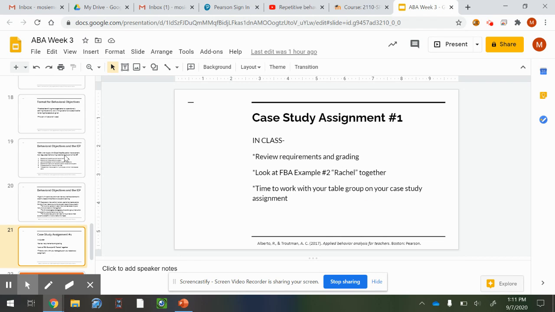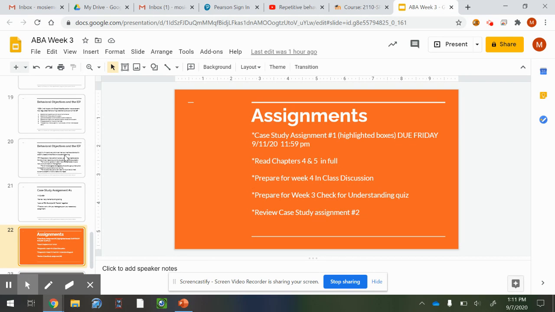In class tonight, we are going to look at one of the case studies. So we'll work on that together and do some practice before I set you free to do your assignment. So for this week, you have your case study assignment number 1. You'll see the highlighted boxes in the assignment submission link on the Moodle site. It's due by this Friday at 11:59 p.m.